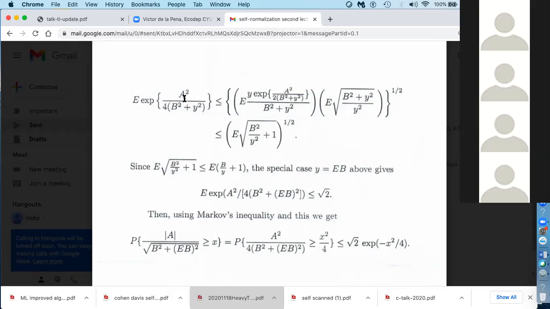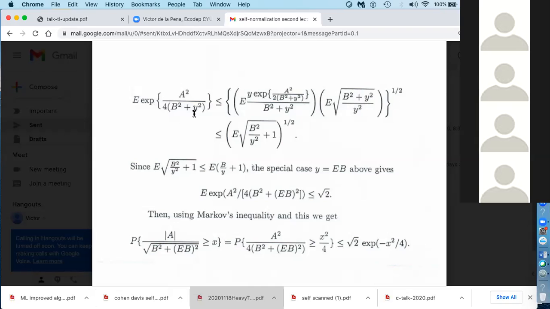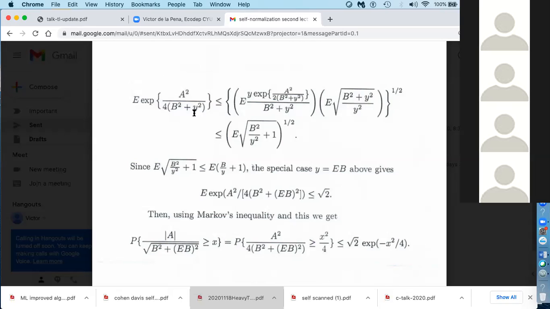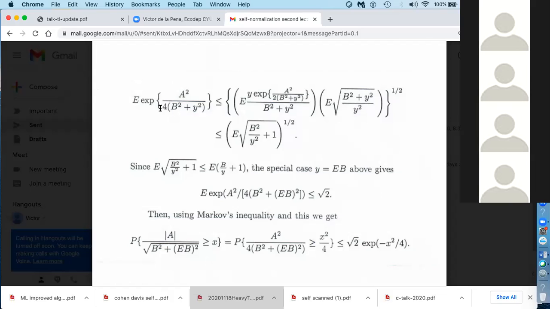You see, I can separate things, and when I take the square of this quantity, I get e to the a squared over 2b squared plus y squared. And that's what I have here. I multiply by the square root of b squared plus y squared on both sides, and then use Chebyshev's inequality or Cauchy-Schwarz. And I have shown that this expectation is less than or equal to 1. So I obtain a bound on the expected value of e to the a squared over 4b squared plus y squared, bounded by the expected value of the square root of b squared over y squared plus 1, to the 1/2.